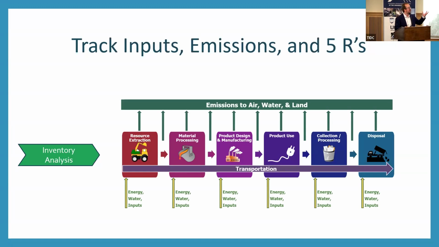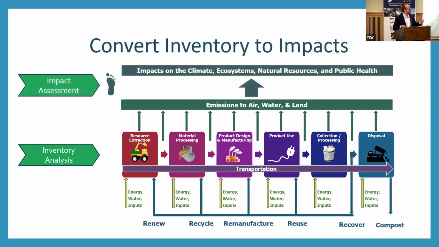We want to look then and say, okay, how do those pollutants convert to impacts on the climate? So how many kilograms of CO2 are emitted? How many kilograms of methane? Those have different impacts on the climate. We need to account for that. How about impacts on our ecosystems, natural resources, and public health?